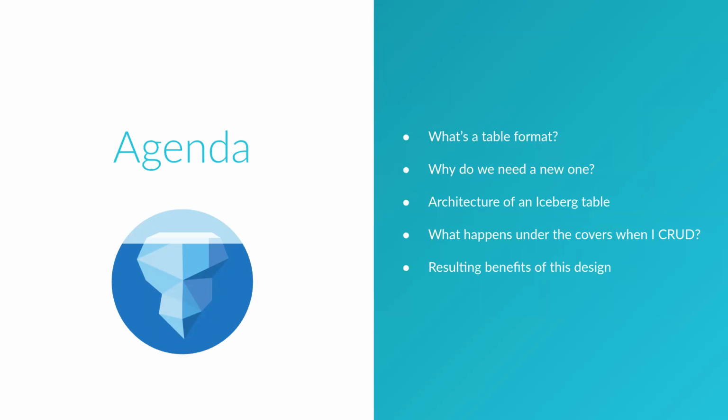Now, how does an Iceberg table work? So the architecture of an Iceberg table. What does it mean to have a metadata file and a manifest file and a manifest list? What are these things? How do they work? How do they relate to each other to make all these features possible? And then what's happening under the covers?